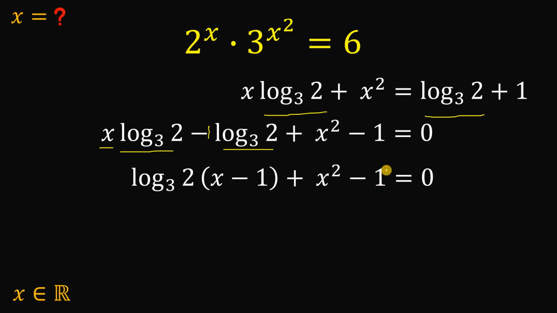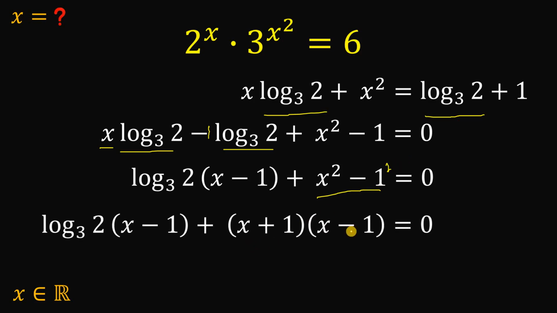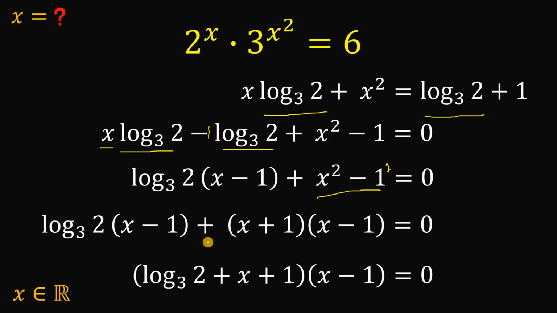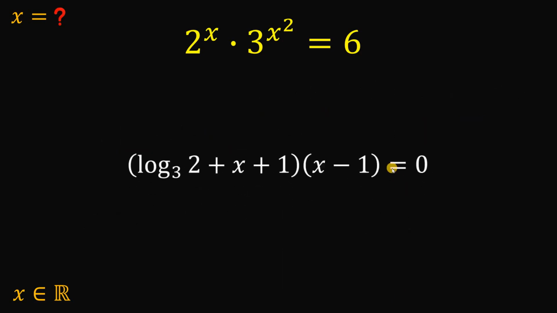Now, x squared minus 1, or simply x squared minus 1 squared, we can factor this out using the difference of two squares. So, x squared minus 1, we can factor this out as x plus 1 multiplied by x minus 1. Now, notice, we have a common factor of x minus 1. So, we can factor this out nicely. So, the remaining term is logarithm of 2 to the base of 3 plus x plus 1 multiplied by the common factor x minus 1. Now, let's focus on this result.